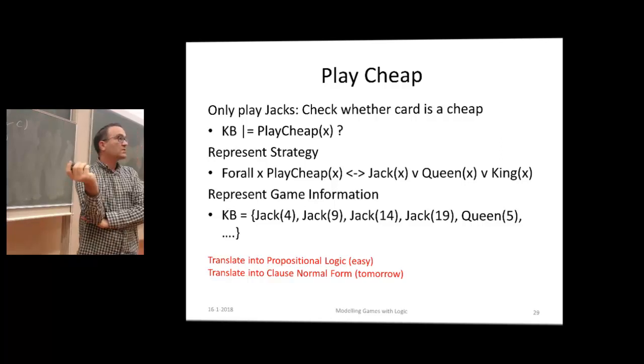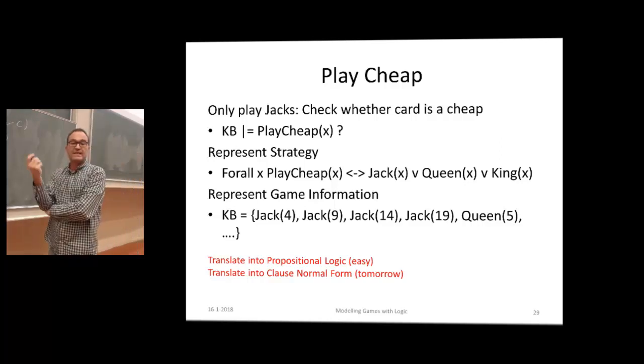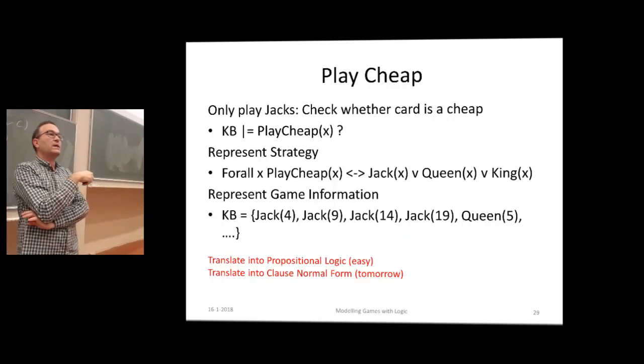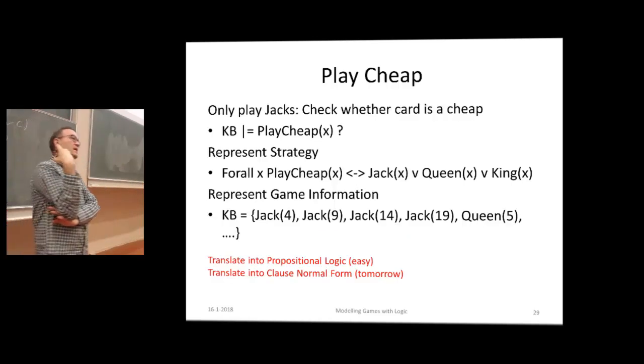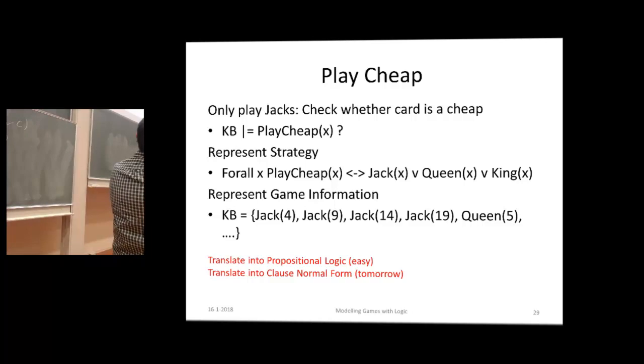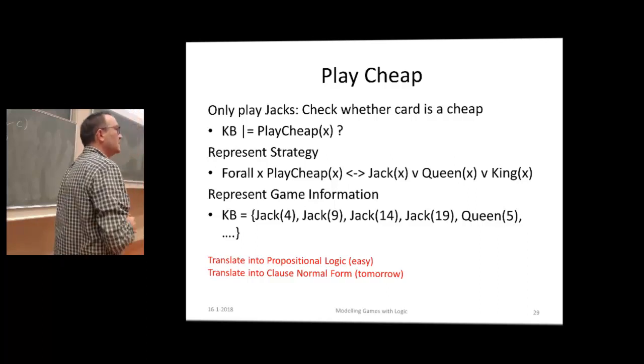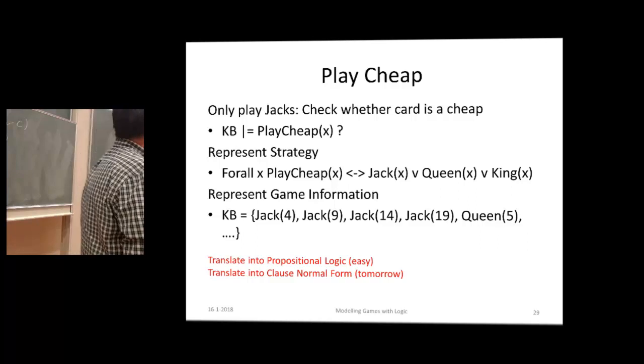Again, we write this down in propositional logic, and we add the negated information of, is this specific card in my hand the card to play according to the play cheap strategy? And it will return yes if it is a queen, a king, or a jack, and no otherwise. Yeah, that's the idea behind these knowledge-based agents.